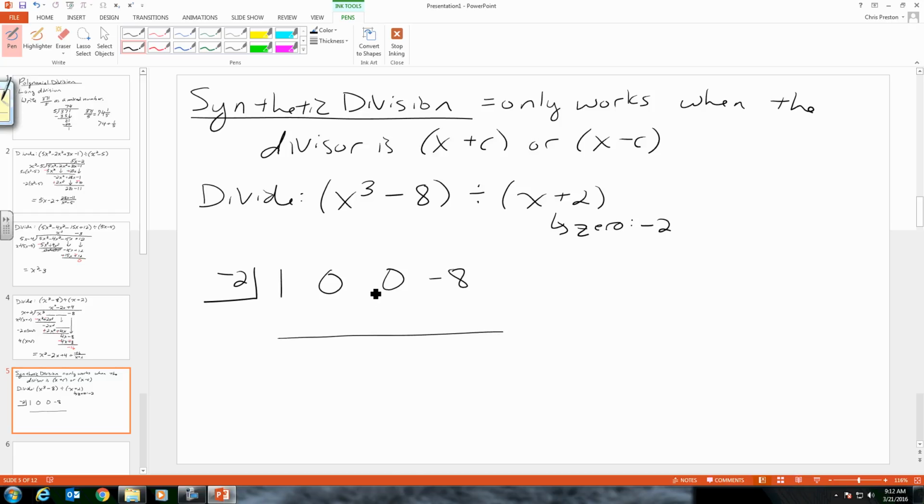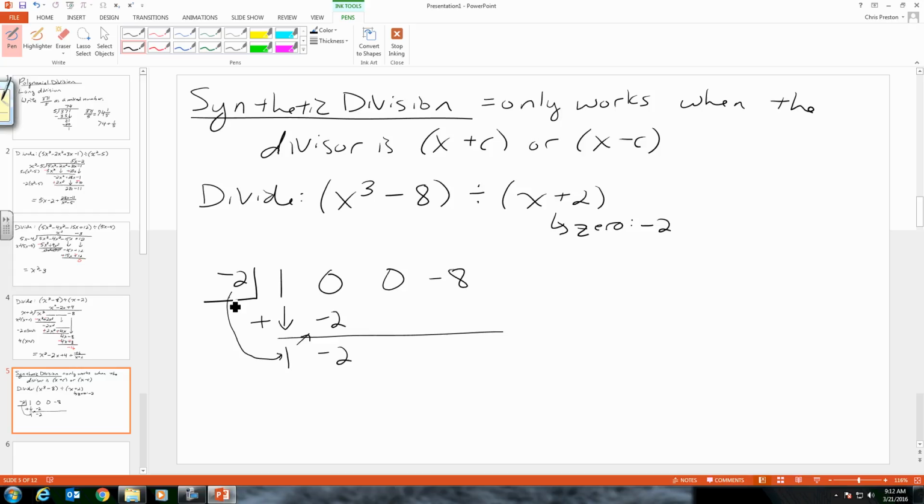I'm going to leave myself a blank line here. And so this is how it works. You take that first number, you don't do anything to it, you just drop it straight down. Then you take your little number up, the 0 of your divisor, multiply it by what you got here, and write that answer under the next number. And then you add. 0 plus -2 is -2.